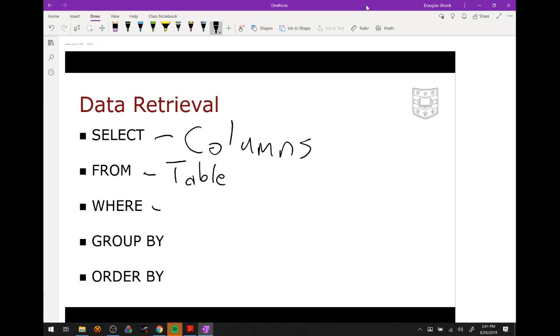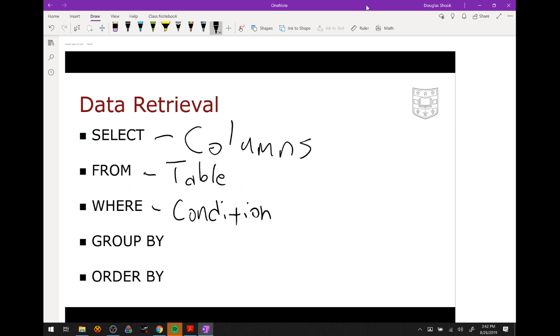All right. What's the where clause for? Conditions. Or you might hear it referred to as a filter. I don't want all of the rows. I only want the rows where this condition is true. I provide it some sort of Boolean expression, right, to tell me exactly what rows I want. So a condition or a filter. So those three are probably the most common. They're also probably the most straightforward.